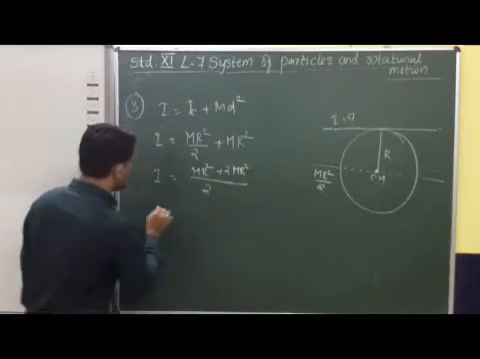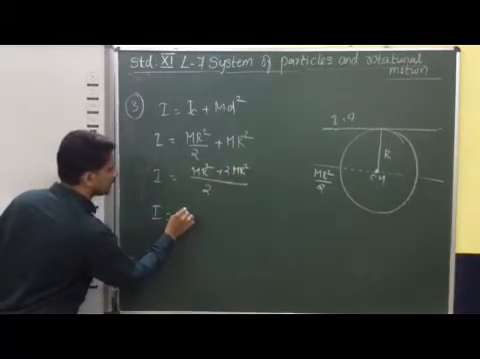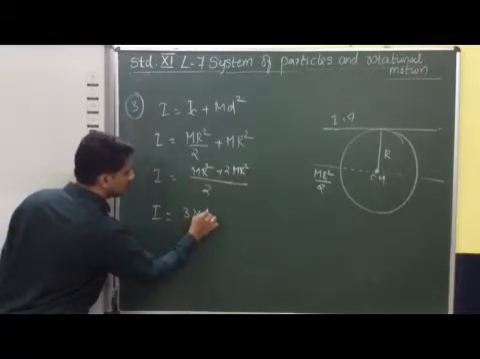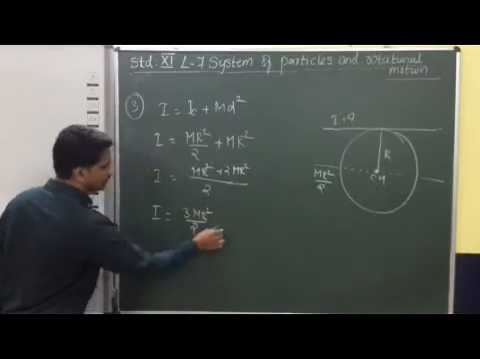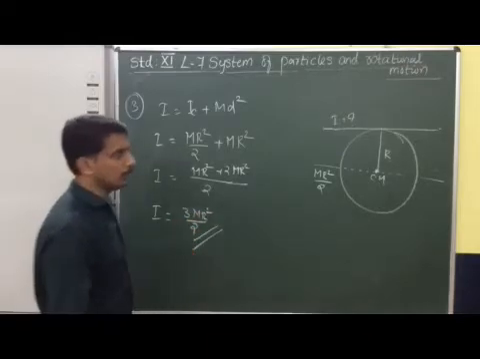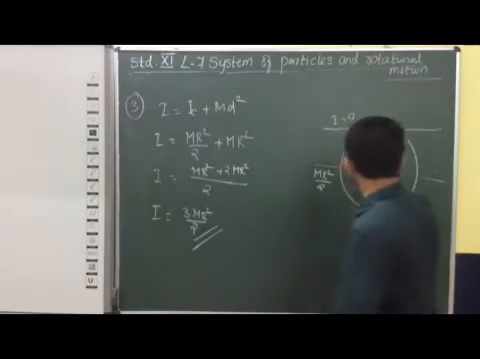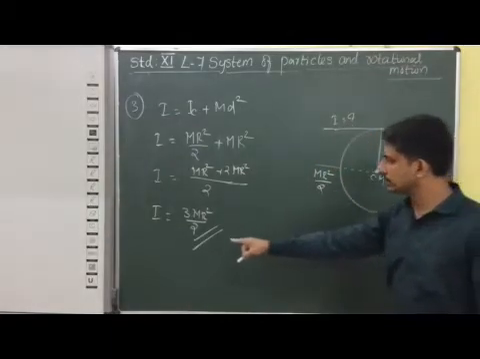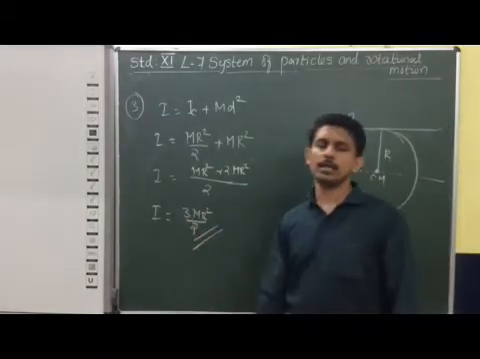That means I is equal to 3 M R square by 2. So the moment of inertia of this ring about this axis is 3 by 2 M R square.